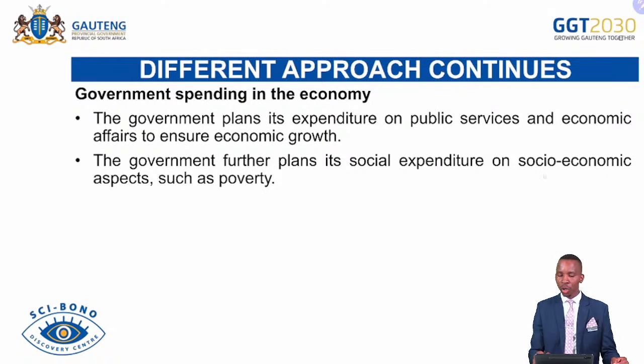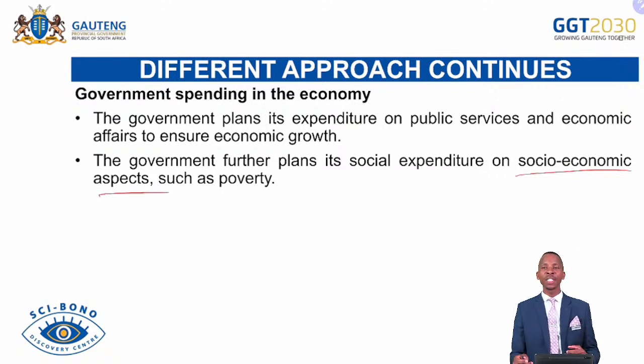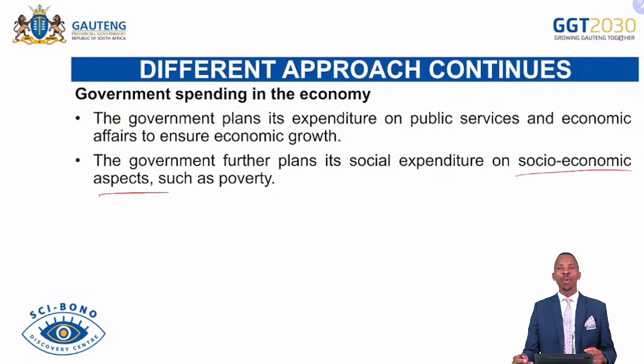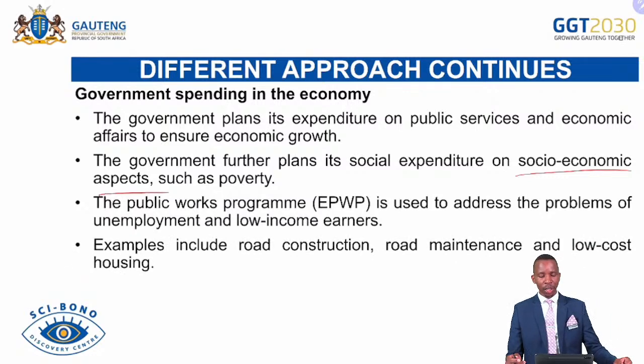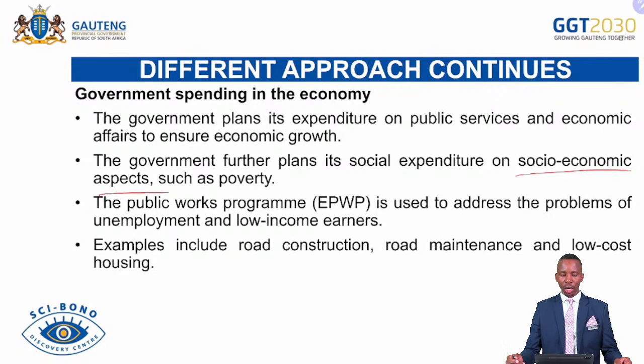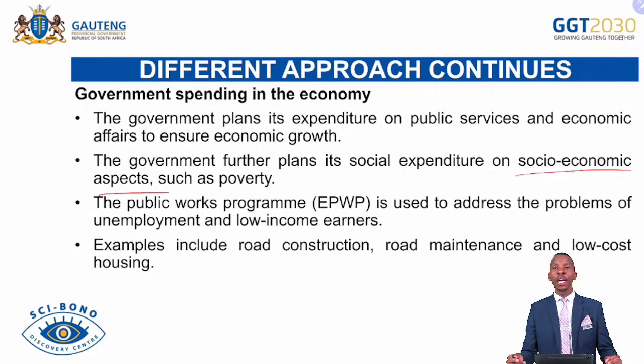its social expenditure on socio-economic aspects such as poverty. So the government also plans to alleviate poverty, especially focusing on underdeveloped areas where there is a high level of unemployment and poverty. Also focus on marginalized groups so that those people can afford their basic living. The Public Works Program, EPWP, is used to address the problem of unemployment in low-income earners. Examples include road construction, road maintenance, and low-cost housing. So those are built through EPWP projects to give people skills to alleviate poverty and also to reduce unemployment, even though it is temporary.